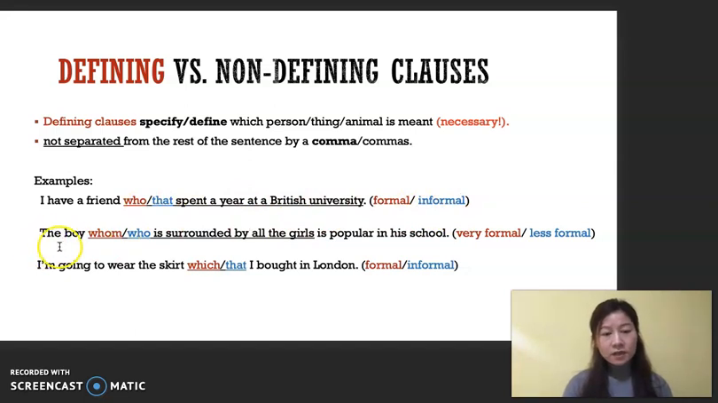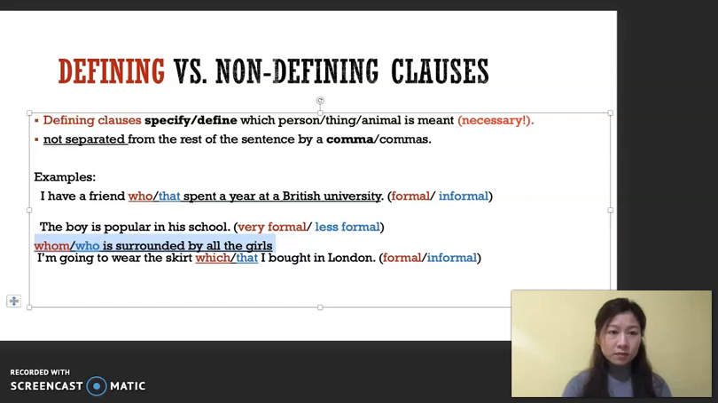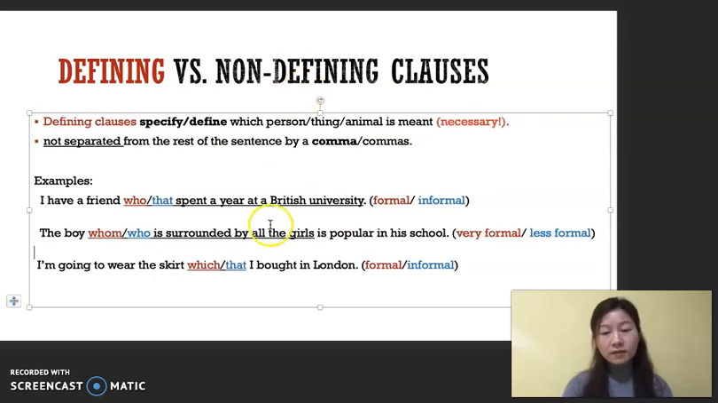Second example, the boy whom is surrounded by all the girls is popular in his school. If I take out this part here, it will not make sense. The boy is popular in his school. It's very unclear. It's necessary that we have who is surrounded by all the girls. So this is called a defining clause.